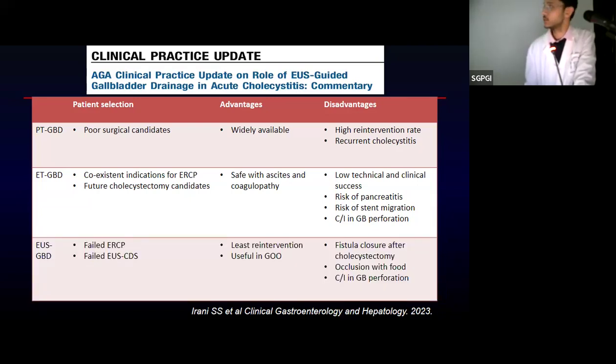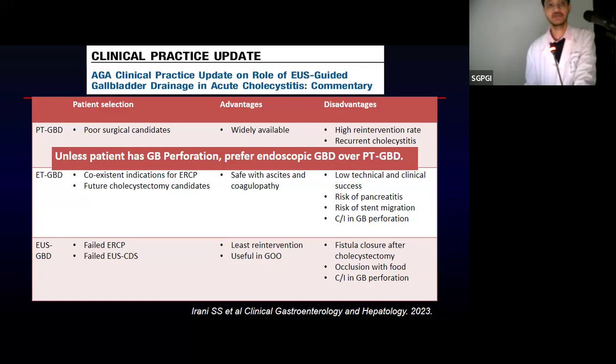And lastly, EUS guided gallbladder drainage. It can be done in patients who have failed ERCP or failed EUS guided choledochoduodenostomy. The advantage is the least reintervention chances, and it is also useful in patients who have gastric outlet obstruction, as we have seen in our patient. The disadvantages are fistula closure requirement after cholecystectomy, occlusion with food, as we just discussed, and it also being contraindicated in patients with gallbladder perforation. To summarize, unless the patient has gallbladder perforation, preference should be given to endoscopic drainage over percutaneous gallbladder drainage.